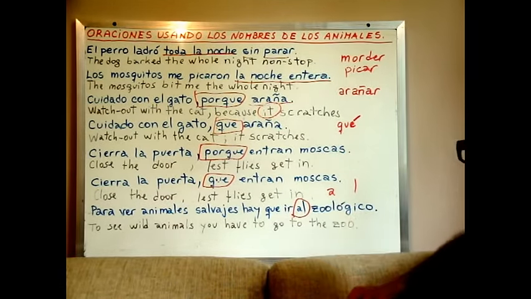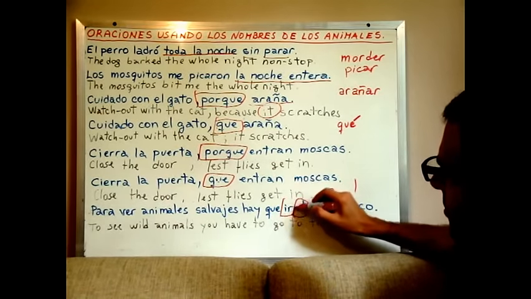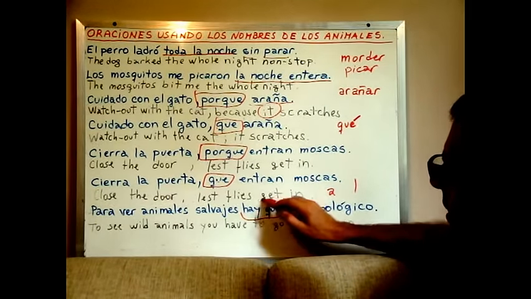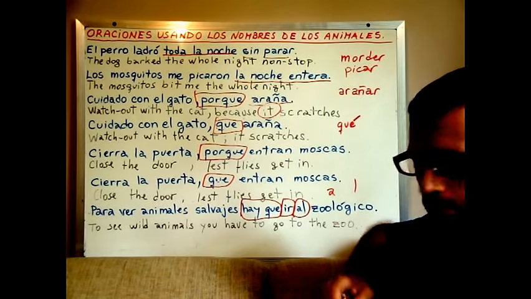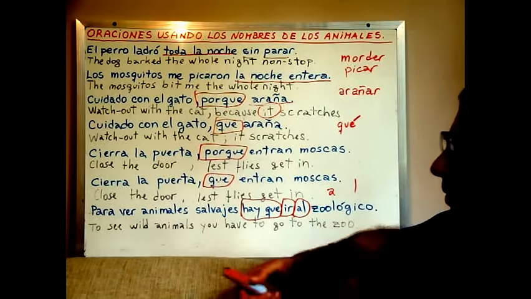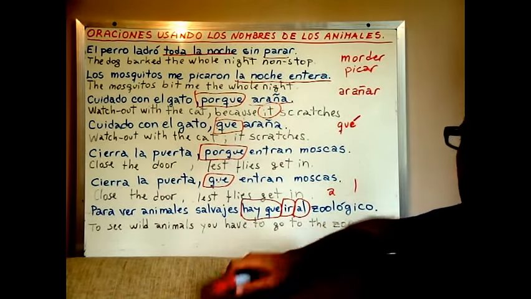Ir is the verb to go in infinitive, right? Hay que means have to. You have to, we have to, so it's generic. Hay que is very generic.